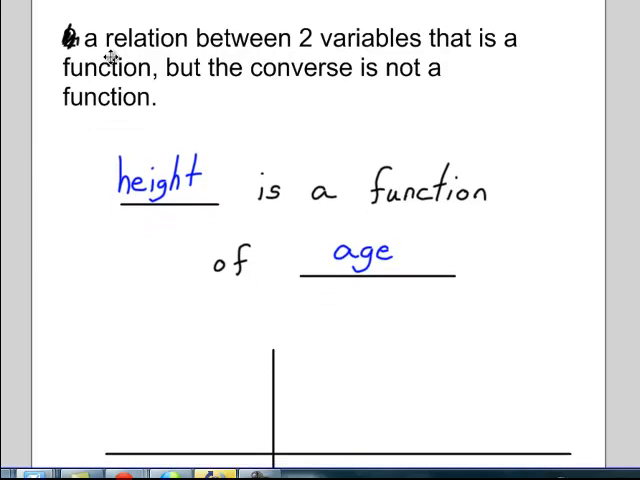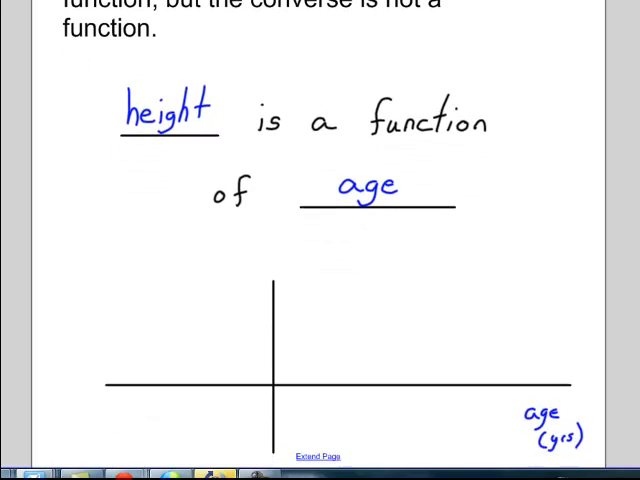Okay, so a relation between two variables that is a function and the converse is not a function. So the two variables I chose were height and age. And I wrote it in this format: height is a function of age. So if you remember, height is the dependent variable. The dependent variable is a function of the independent variable, or the output is a function of the input. So let's see if this is true. Is height a function of age?